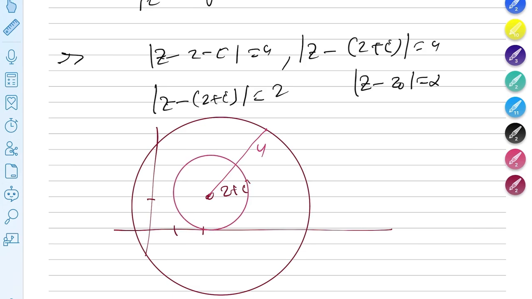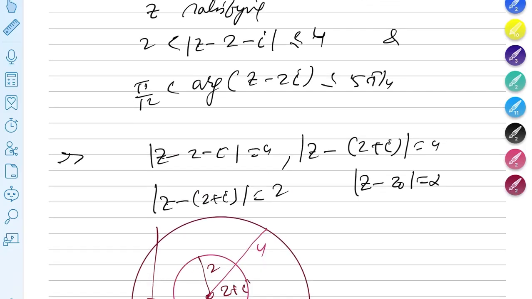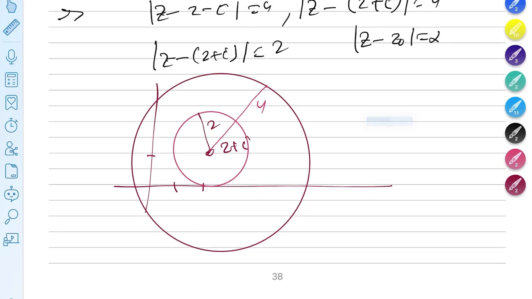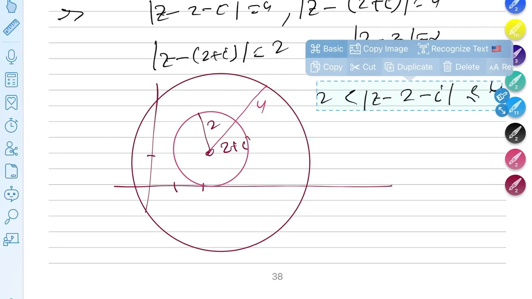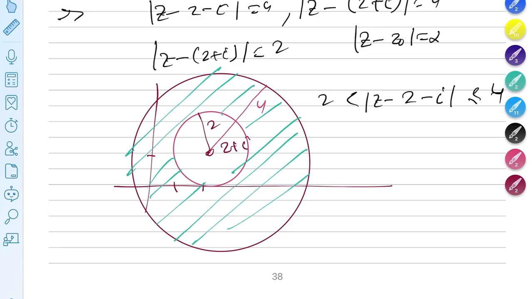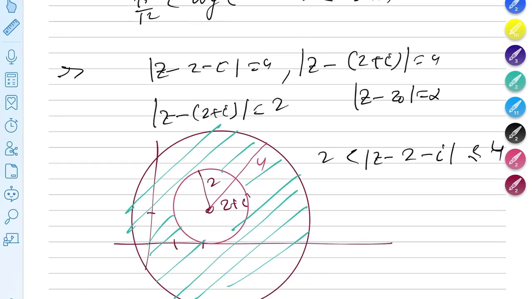Somewhere like this. Yeah, this is a circle with radius 2. So what does this region satisfy? Basically, this is the region which is lying between these two circles, an annular region. Okay, so find the area.